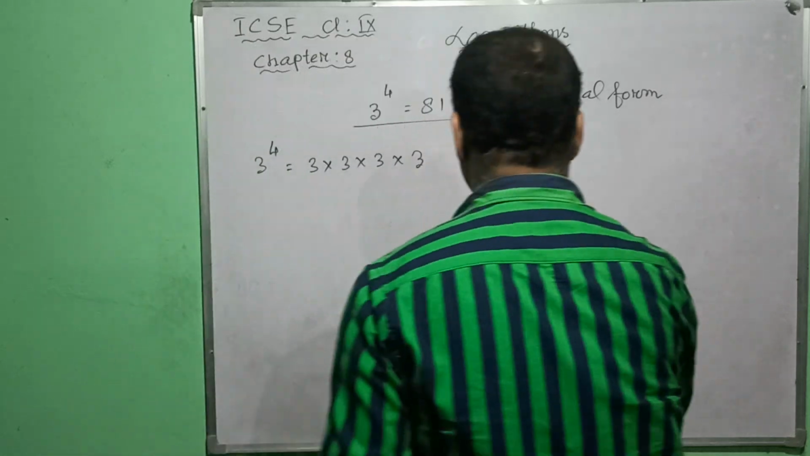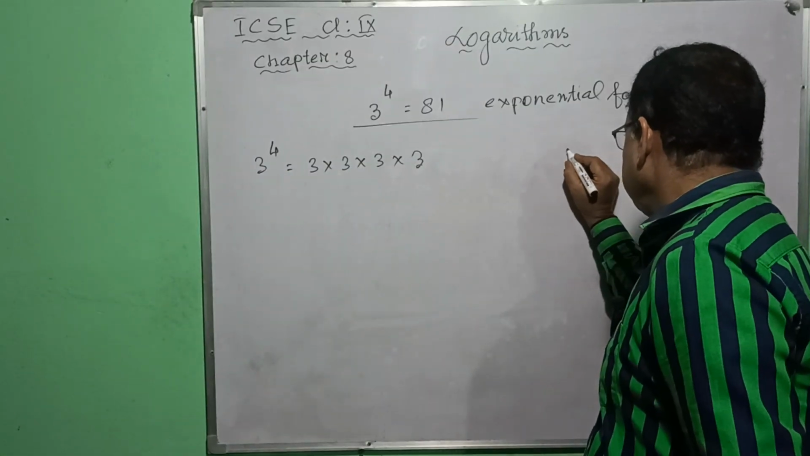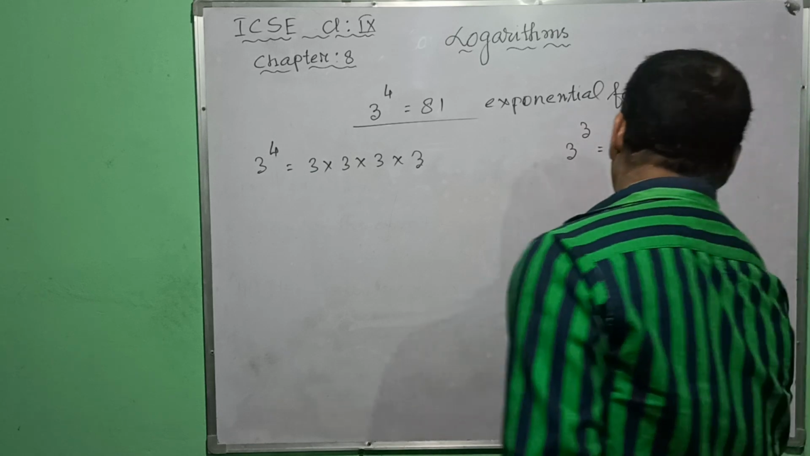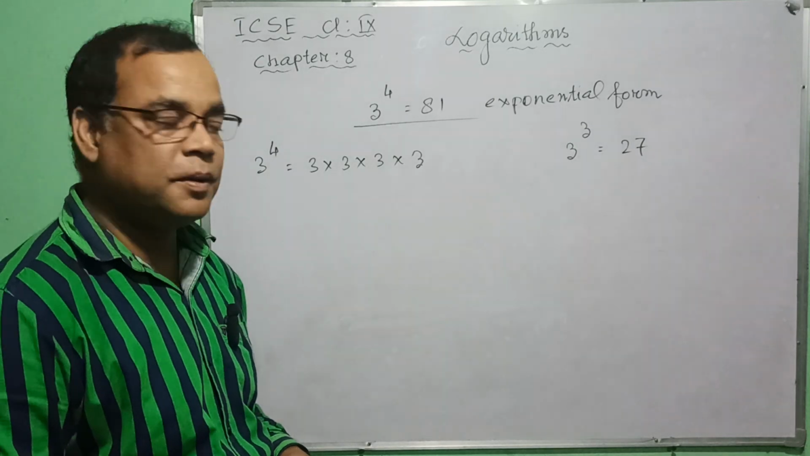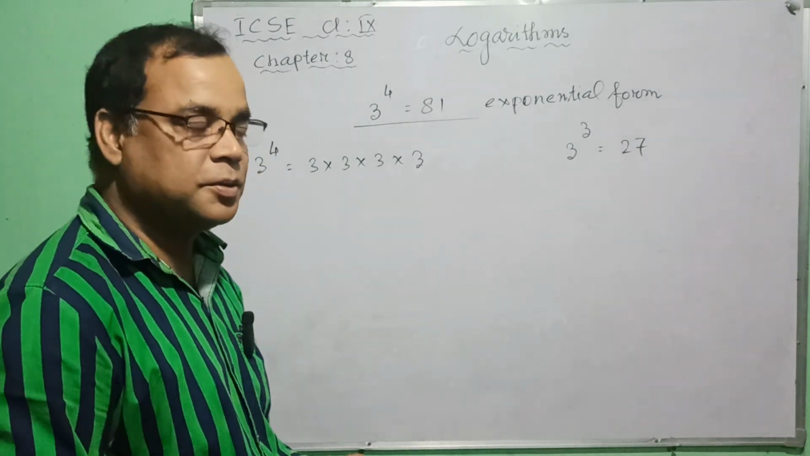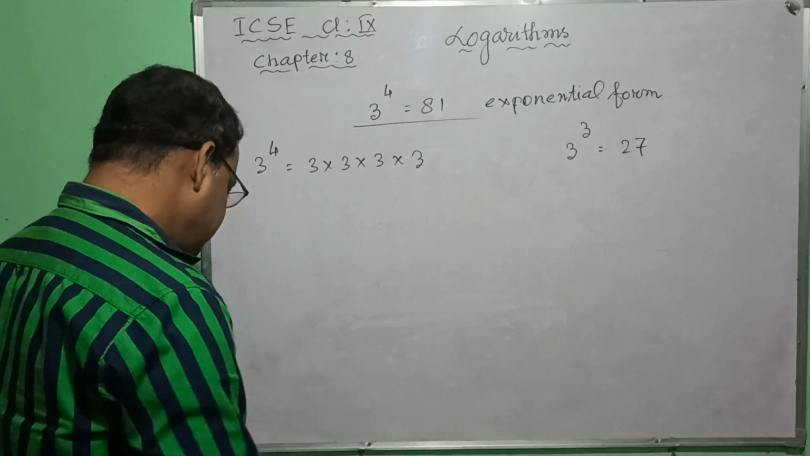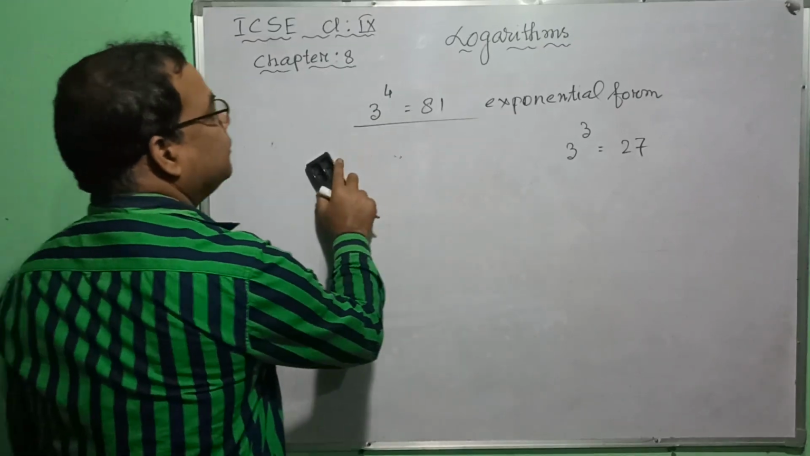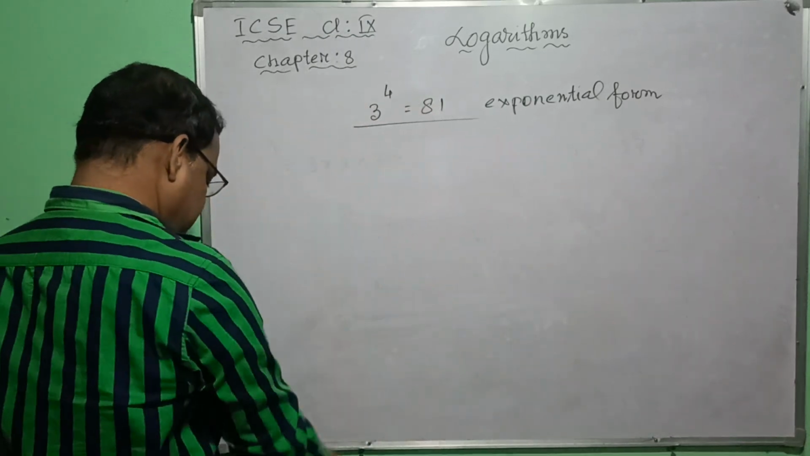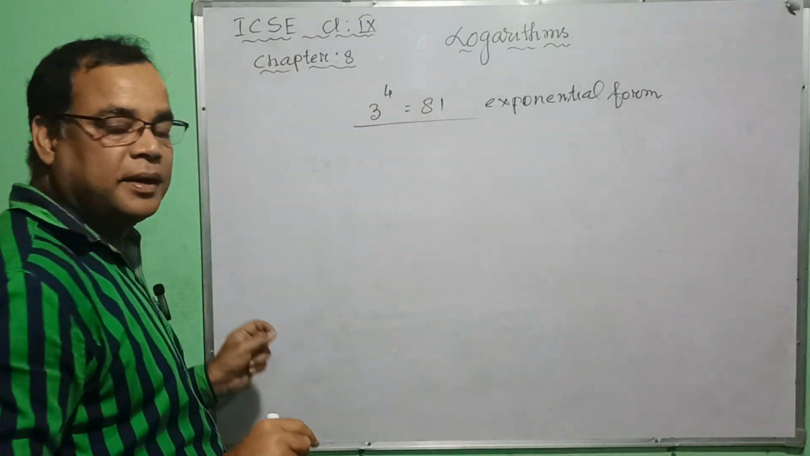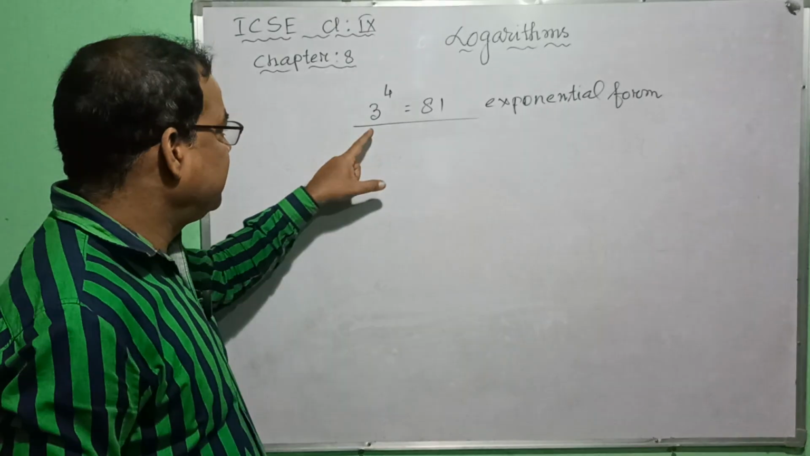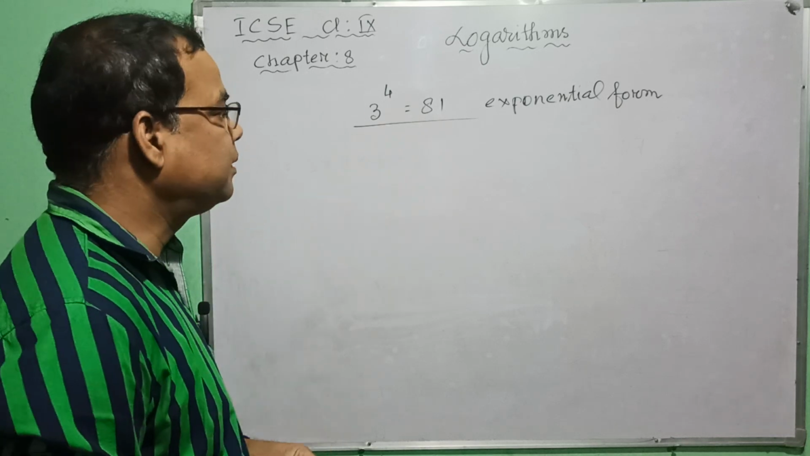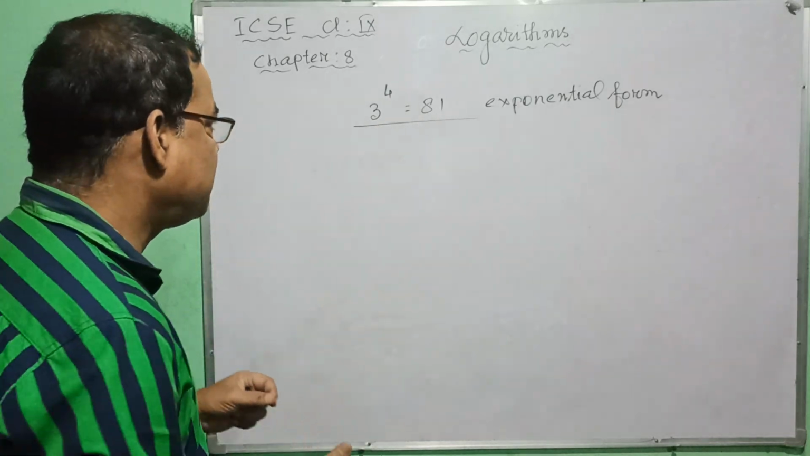Now many examples we can take. Suppose 3 to the power 3, cube, equal to, we know that it is 27. That one also exponential form. 5 square equal to 25, 2 square equal to 4. So in this way, exponential form we can represent the numbers. Now the same thing we can represent in another way. Here 3 numbers are involved, 3, 4 and 81. This is the relation and this relation is known as exponential form.